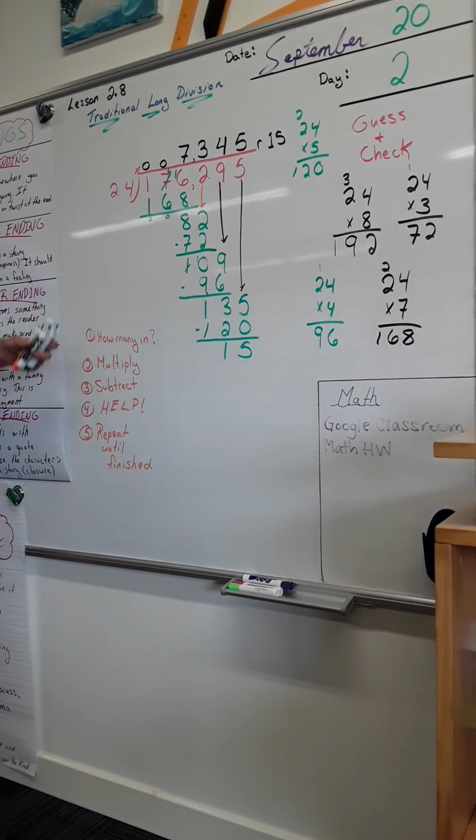And this is the algorithm, or the steps we'll follow for traditional long division success. Okay, grade 5? Yep.